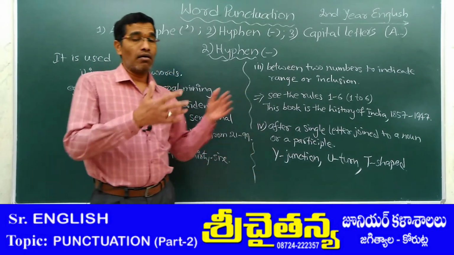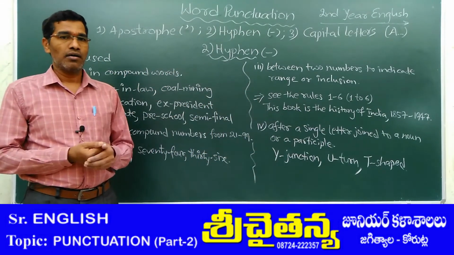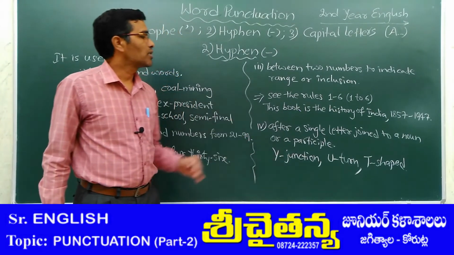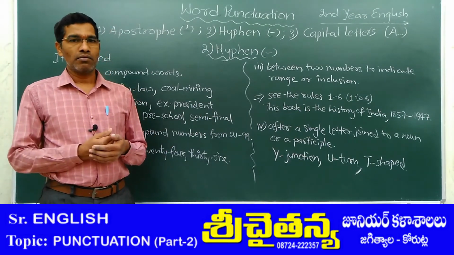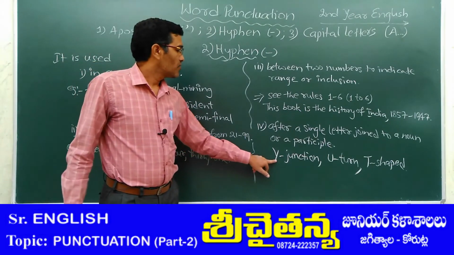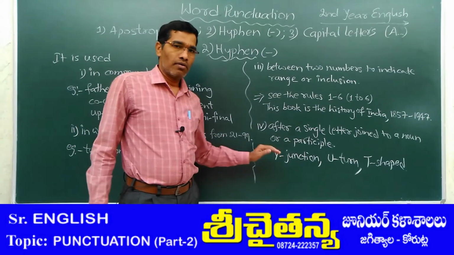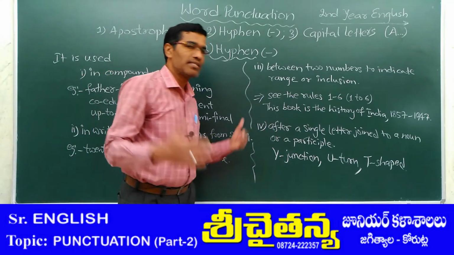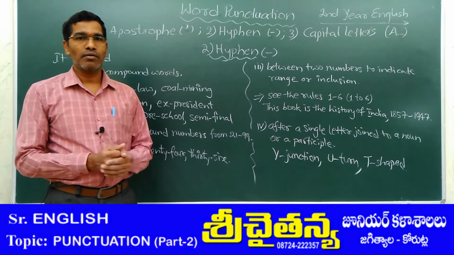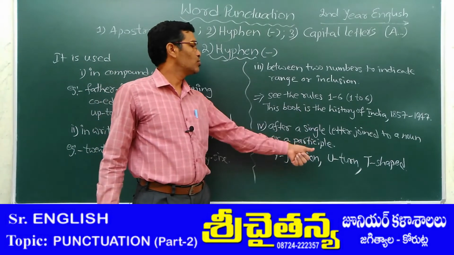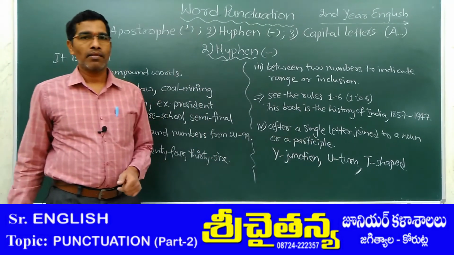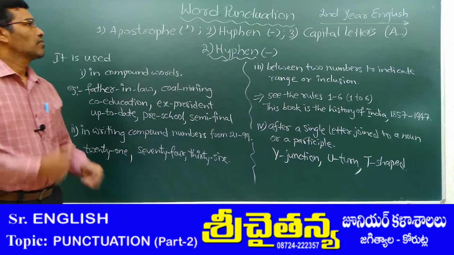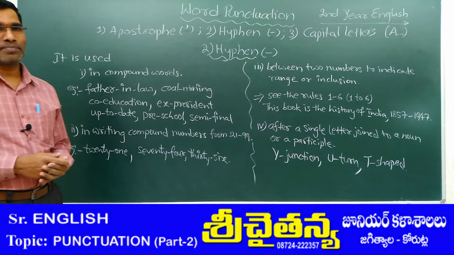Just like while we are moving on the road, we find such kinds of words: Y junction, U-turn, T-shaped, right? Like that. After these single letters, why we use the hyphen? The letter is combined together with the word by using hyphen, like that. U-turn, T-shaped. Okay. The last one of word punctuation is capital letters.